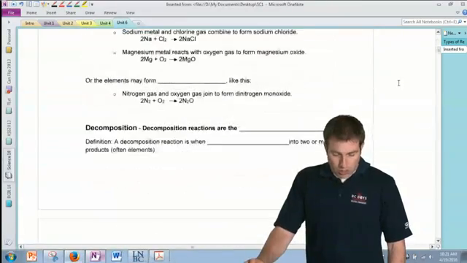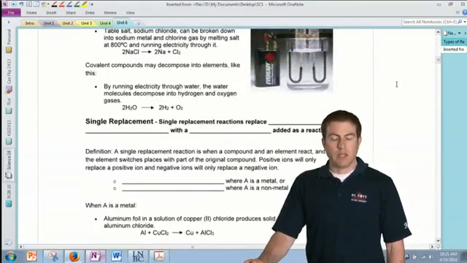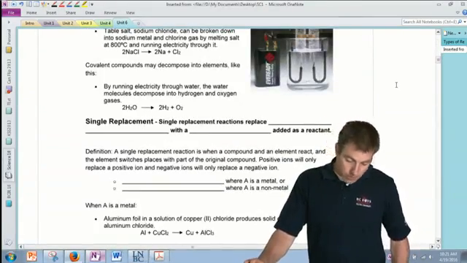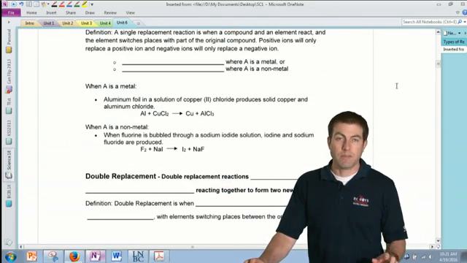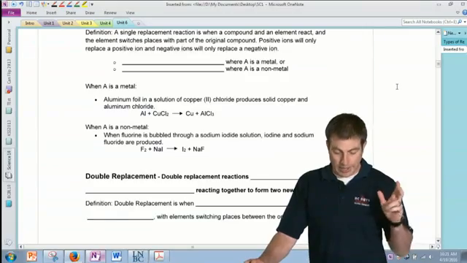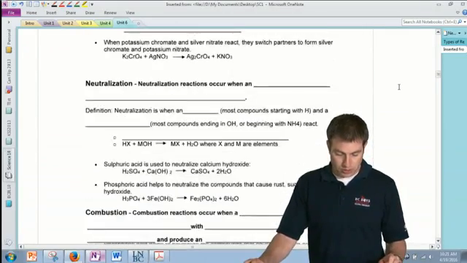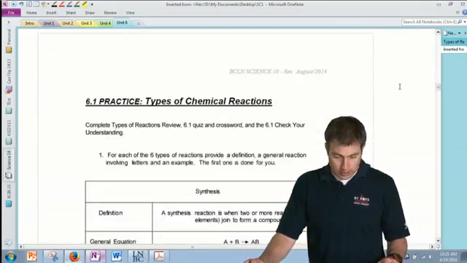All right, so we've gone through the types of chemical reactions. They're single replacement, double replacement, synthesis, decomposition, and then neutralization and combustion. So those are your six choices.